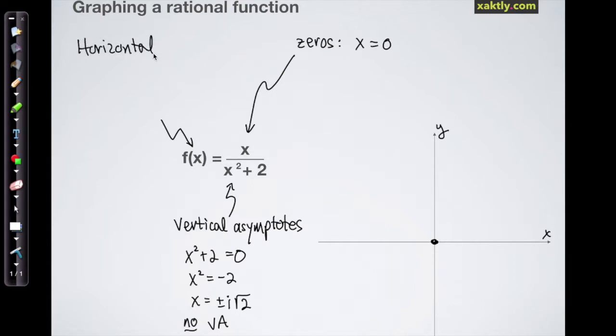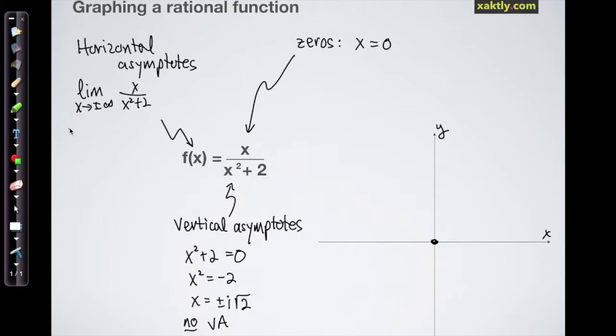The horizontal asymptotes of any function are always a bit trickier. When x is very large, we can throw away that 2 in the denominator. It really won't make any difference. Then canceling the x's, we get to 1 over x, which approaches 0 for large x. So the horizontal asymptote for this function is 0.